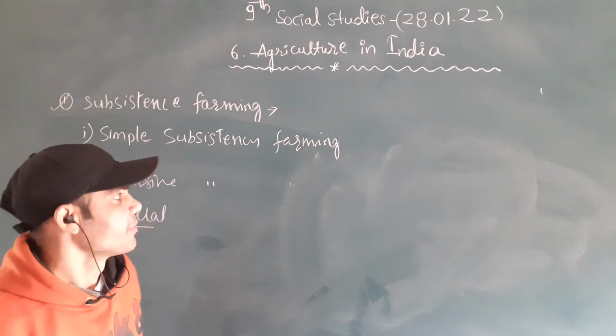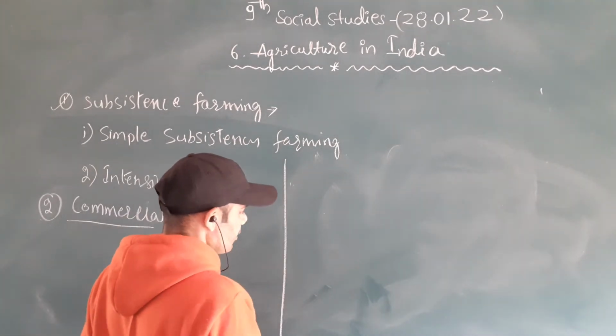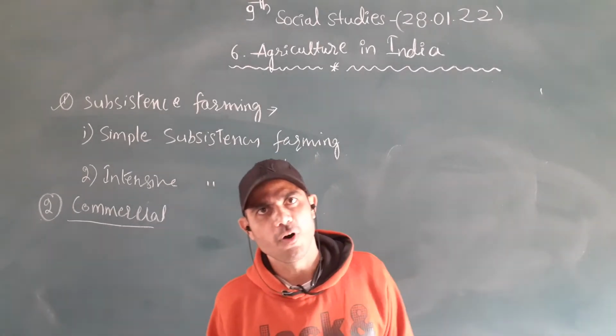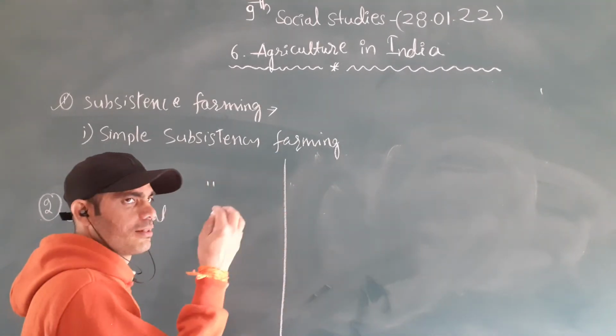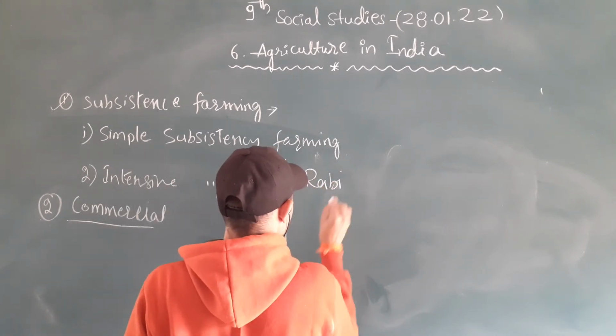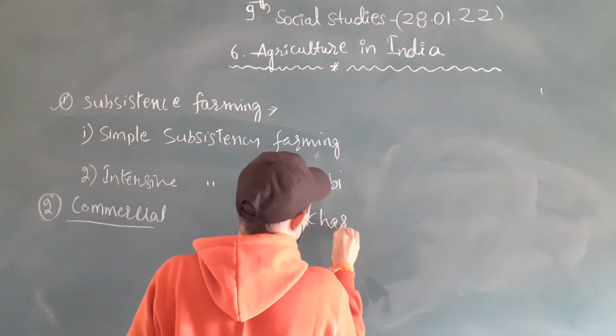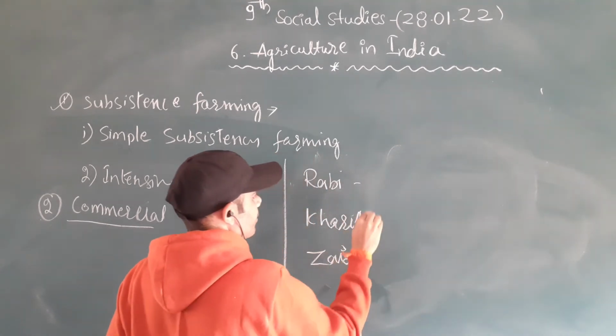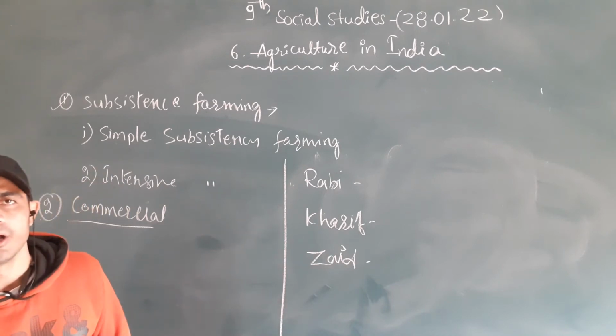Then the seasons. In India, the seasons are not summer and winter; according to farming, we have three divided seasons: the Rabi, Kharif and Zaid, right?